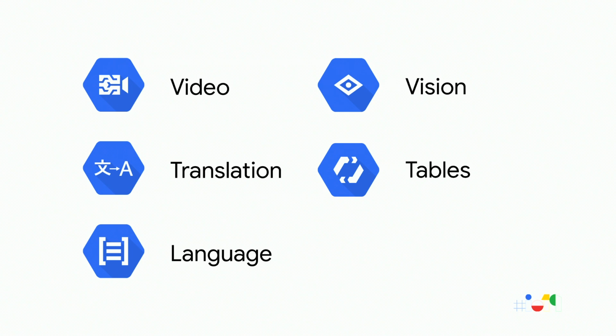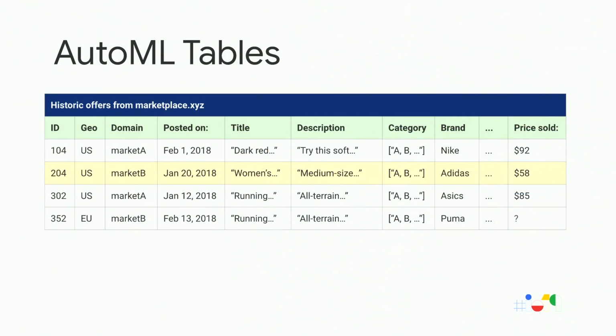AutoML also has lots of different data types you can pass besides just images, so let's talk about that. So yeah, one of our new products is AutoML Tables. It was just freshly announced last month at Google Cloud Next. And what does AutoML Tables do? Well, it deals with structured tabular data.